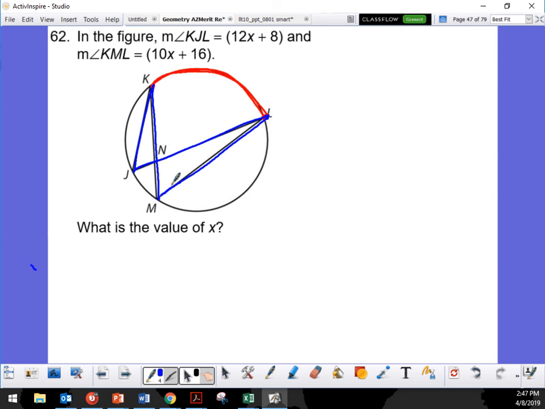They have the same endpoints, don't they? Because they have the same endpoints, they are going to be congruent. They're going to have the same angle. So this is going to be congruent to this. These two are going to be congruent to each other.